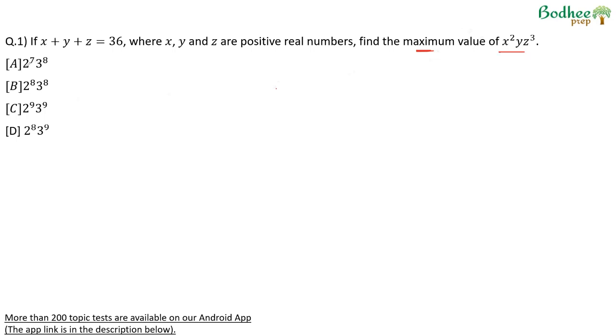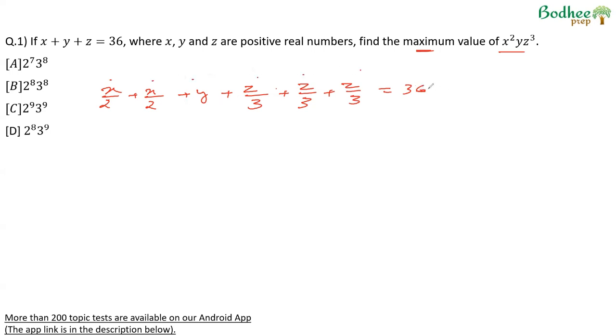Since two terms of x are required, I write x as x by 2 plus x by 2. Y comes as it is. Power of z is 3, so we write z as z by 3 plus z by 3 plus z by 3. Now, the product of these terms will be maximum for a given sum when all of the terms are equal. We have 1, 2, 3, 4, 5, 6 terms.